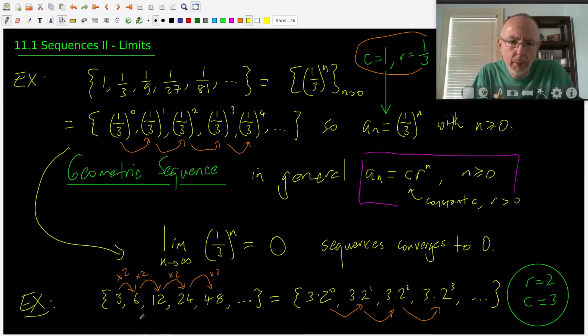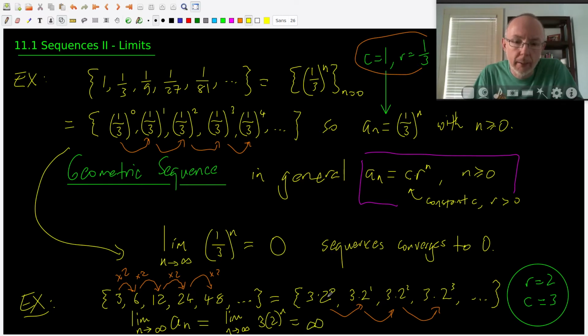What do you reckon the limit will be here? What's the limit for this sequence? I'll just squeeze it on the bottom. What's the limit as n tends to infinity for this, right? Remember, that's the limit as n tends to infinity of 3 times 2 to the power of n. And those numbers are just getting bigger and bigger and bigger, and so it diverges, right? The limit here will diverge. The sequence will diverge.